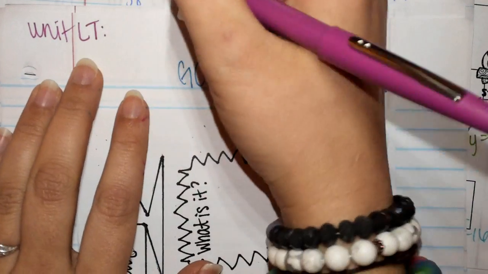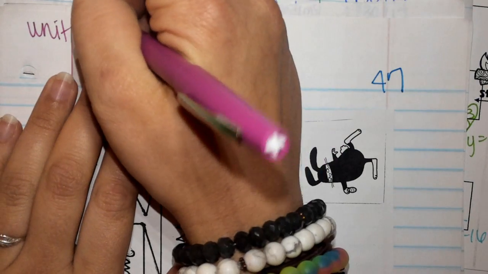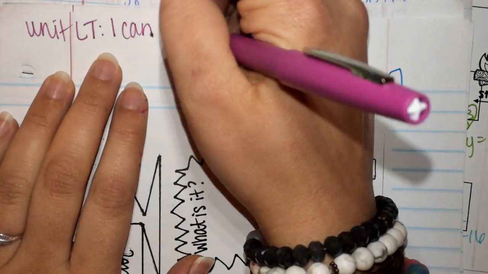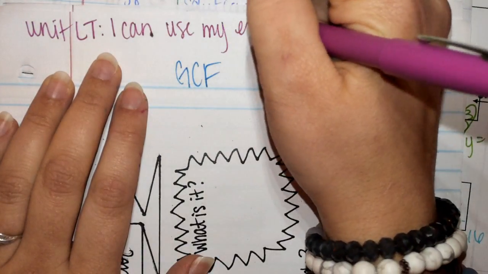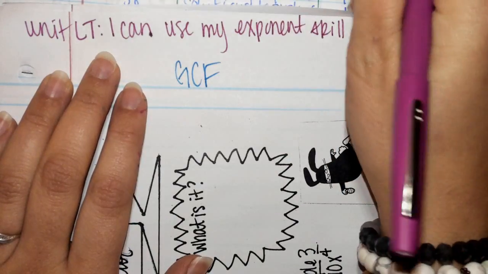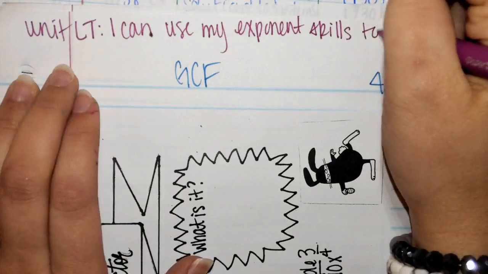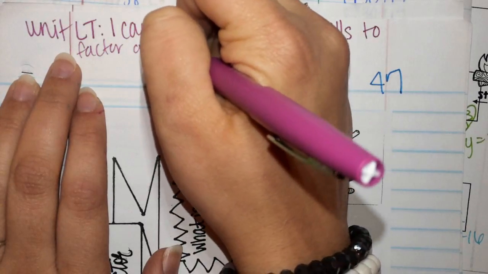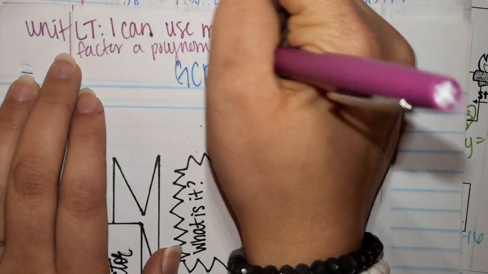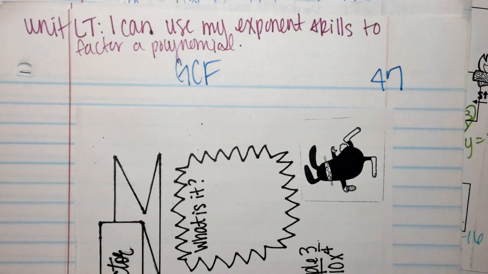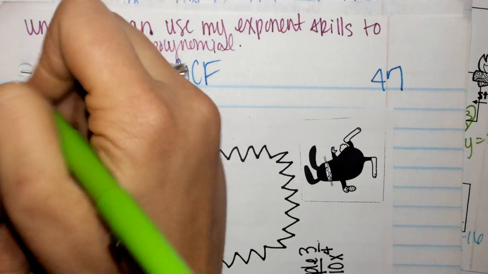111? Alright, so our unit learning target, what I want you to be able to do by the end of this whole unit, is I can use my exponent skills to factor a polynomial. So I want you to be able to factor any type of polynomial, a binomial, a trinomial, a polynomial, any of the nomials, by the end of this unit.